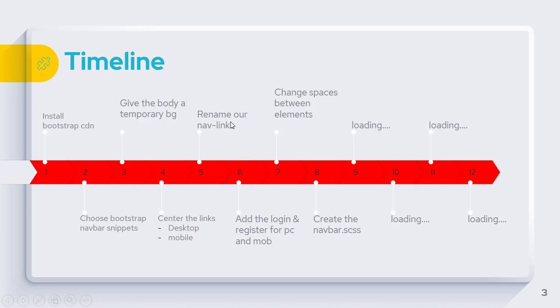Rename our nav links. After that, we will add the login and register. After that, we will change the spaces between elements. We will create our customized navbar.scss to customize the styling of the navbar, and still there are many steps that we will do in the navbar. So let's go now and install the Bootstrap CDN.